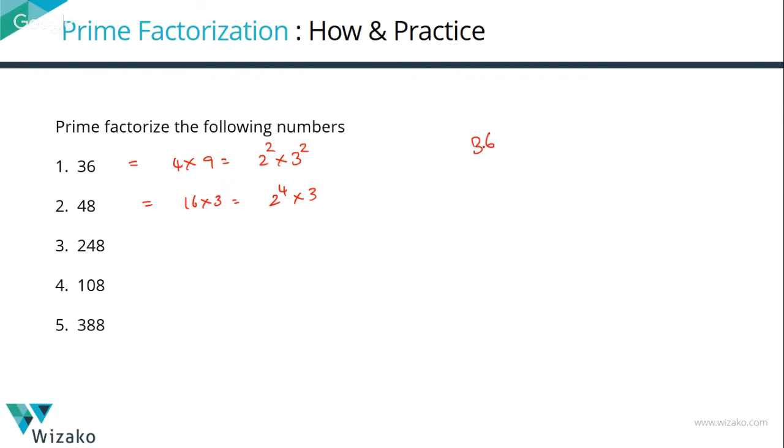What we'll do is we'll start with the 36. We'll look at the smallest prime number that we know, which is 2. Will 2 divide 36? Yes. The quotient is 18. Divided by 2 is going to be 9. Will 2 divide it? No. Will 3 divide it? Yes. It's going to be 3. So basically 2 square into 3 square is your 36.